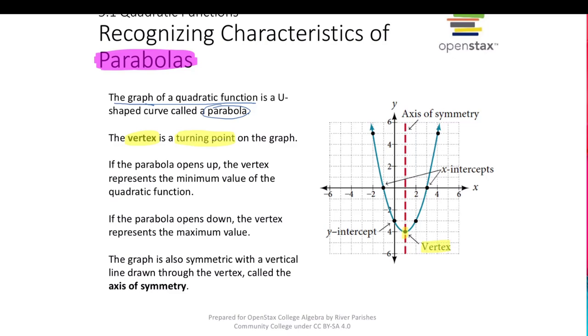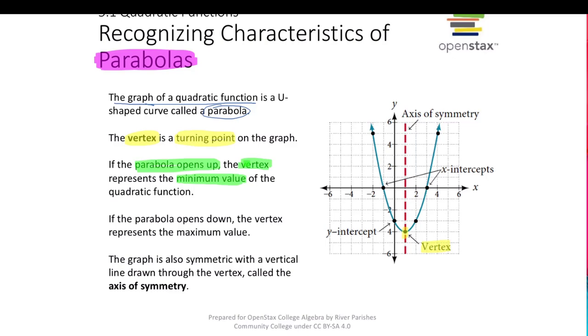Next, using what we know that the vertex is where the graph changes direction, that means that if a parabola opens up, as it is on the right here, the vertex represents a minimum value of the function. If you look at this graph that opens up, the absolute lowest point of this graph is the vertex. The graph doesn't go any farther below the vertex. So that vertex is in fact the minimum point. So if a parabola opens up, then the vertex is the minimum.